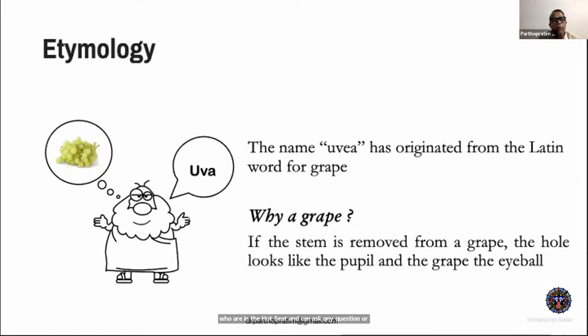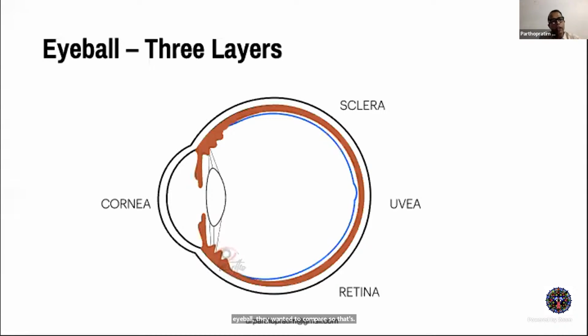So starting with the name, the origin of the word uvea actually comes from a Latin word meaning grape. Now, the question may come: why grape? So basically we feel that probably they thought that if the stem is removed from a grape, then the hole looks like a pupil and the grape is the eyeball they wanted to compare. So that's how it is named as uva, and from that, uvea.